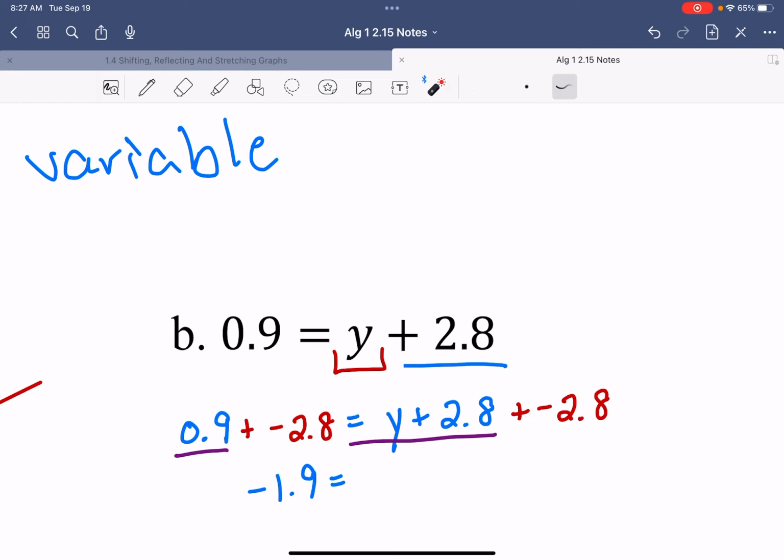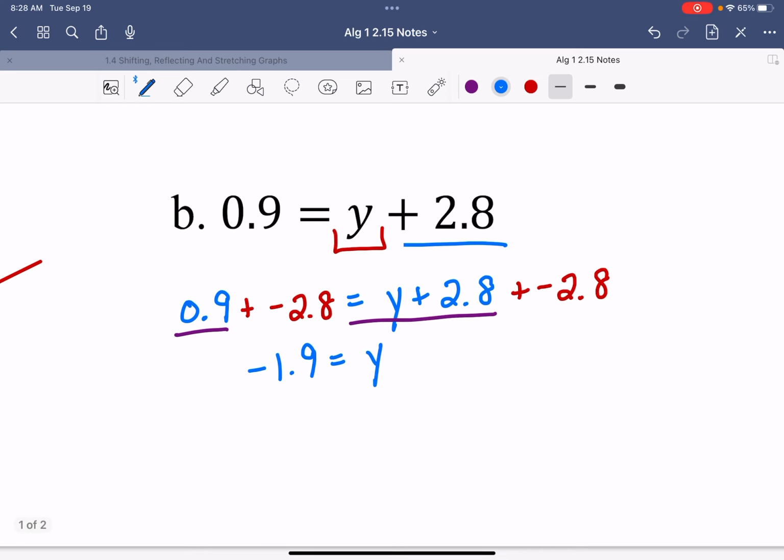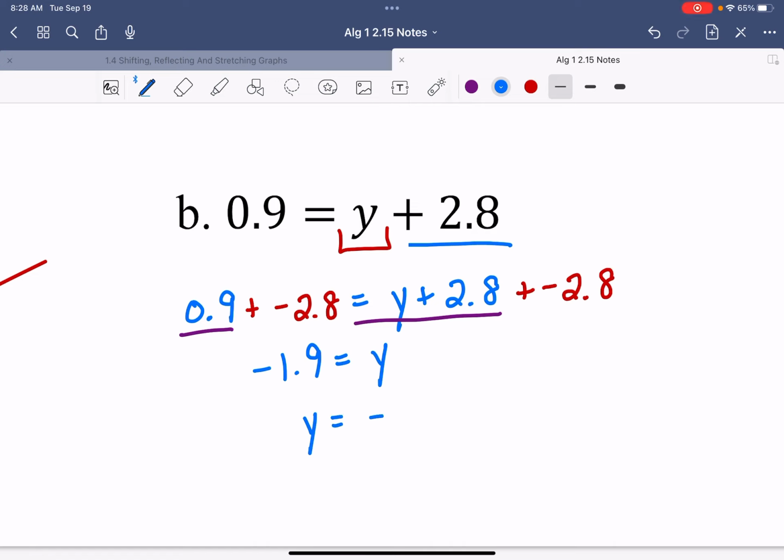Equals, now double check on this side, are these opposites? Are they going to undo each other? Positive 2.8 plus a negative 2.8 gives me 0, so I end up with y plus 0, which is just y. Okay, oftentimes we like to flip-flop, and equality can be flip-flopped. Okay, now we want to check it.